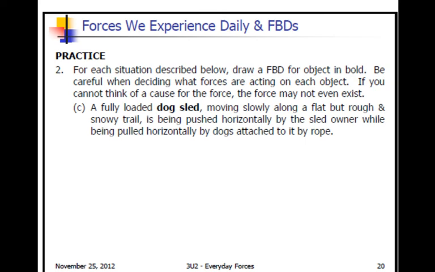Lastly, we have a dog sled moving slowly along a flat but rough snowy trail. It gets pushed horizontally by the sled owner, and it's also being pulled horizontally by dogs attached to it by a rope. So we have a person behind this sled pushing it forward. We have dogs in front of it pulling it, and it's on some rough terrain. I'll give you a hint on that one. There are 5 forces for this one.